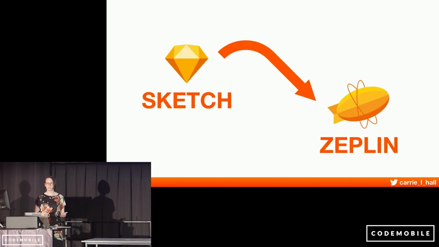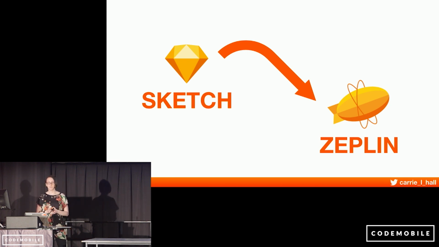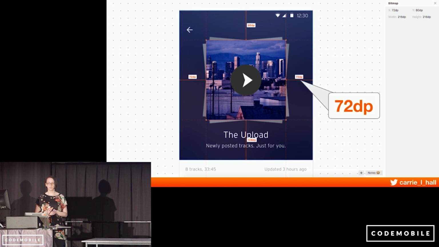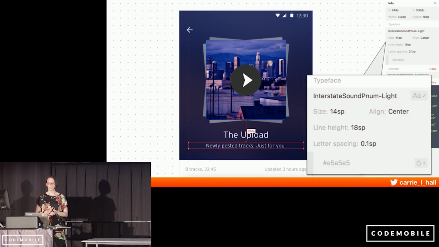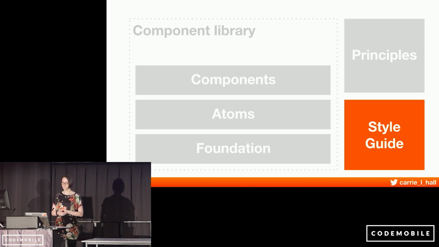And the designers at SoundCloud do that with Zeppelin. So Zeppelin, if you don't use this either, goes hand in hand with Sketch. It's a handoff tool for designers, and it infers the specs from a Sketch design. So a developer will be able to look at Zeppelin and see things like the size of the view, or the margins of things, or even the font information. And so that's Zeppelin.